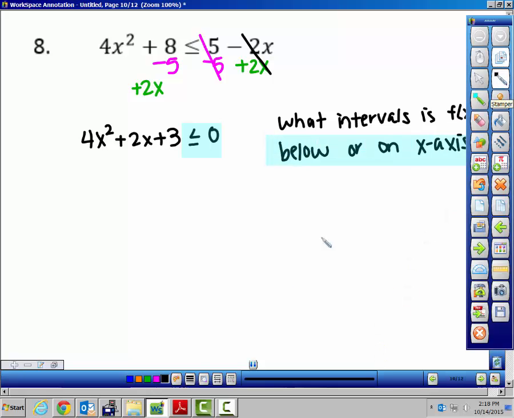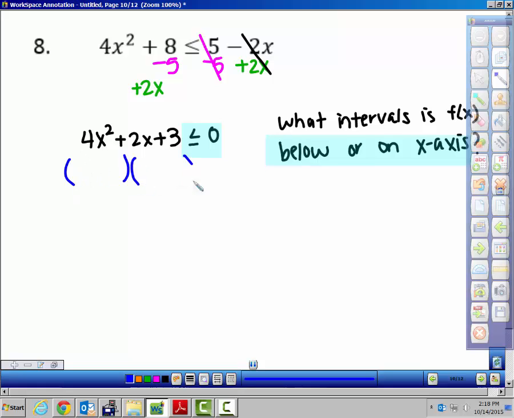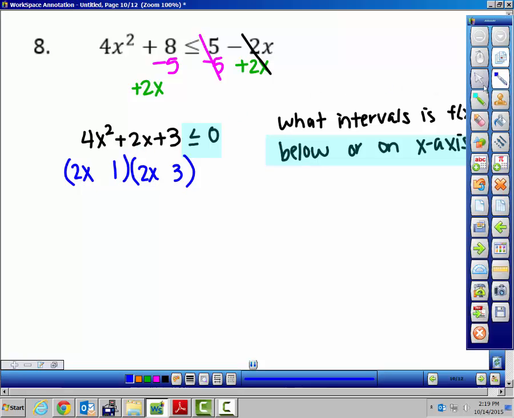Alright, so again, we have our function, and to find the zeros, we set it equal to 0 and factor. So this is going to factor, and you have a couple options here. The factors of 4 are 4 and 1 or 2 and 2, so you sometimes just have to guess and check. If I try 2x and 2x, the only factors of 3 are 3 and 1. So if I were to do this, this would give me 6x and 2x. That's not going to combine to 2x, so that's not going to work.